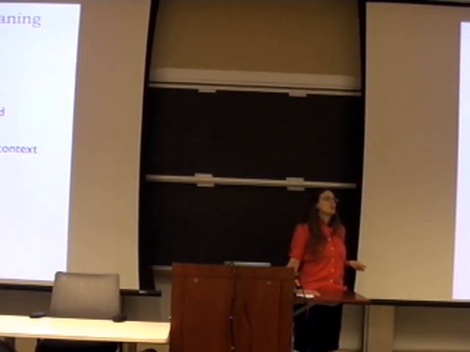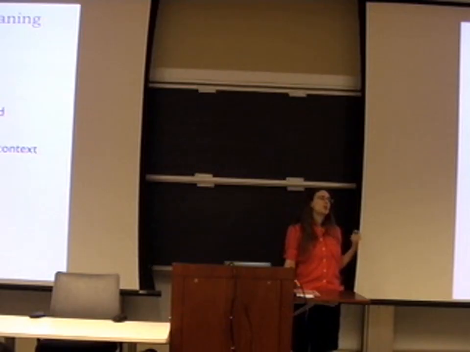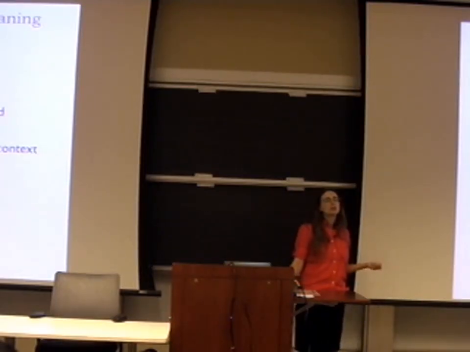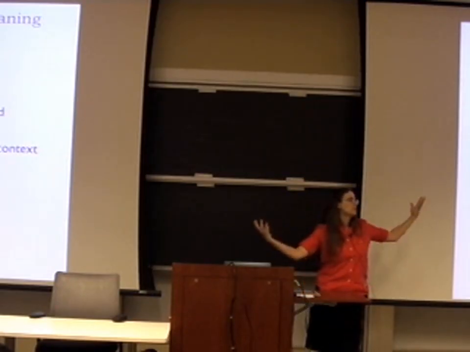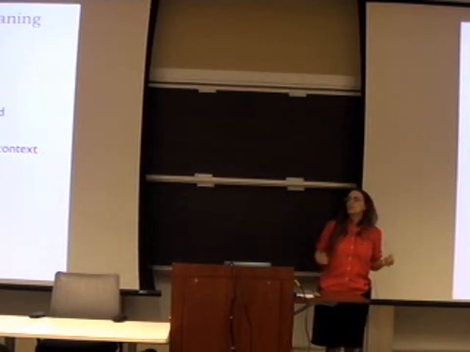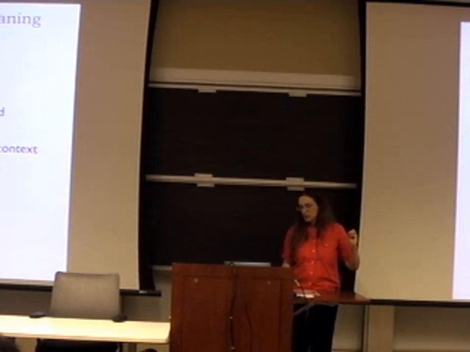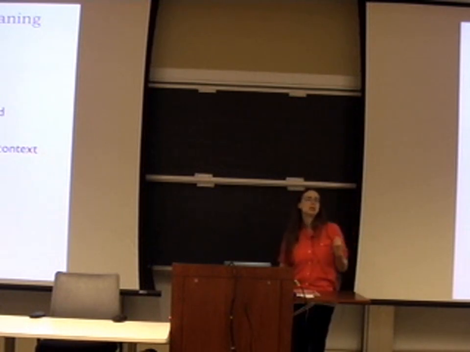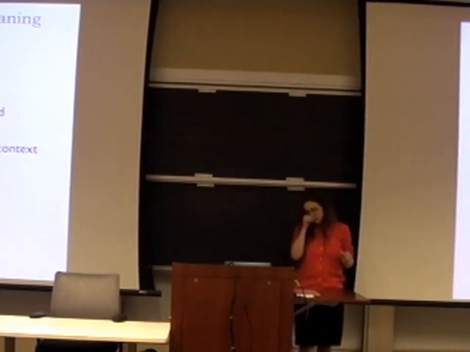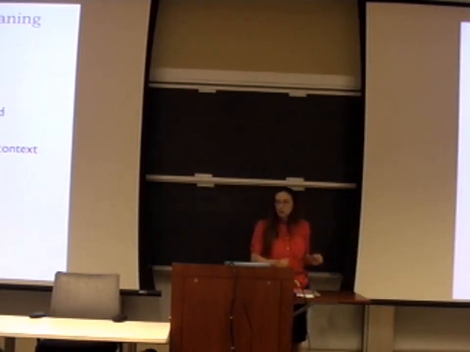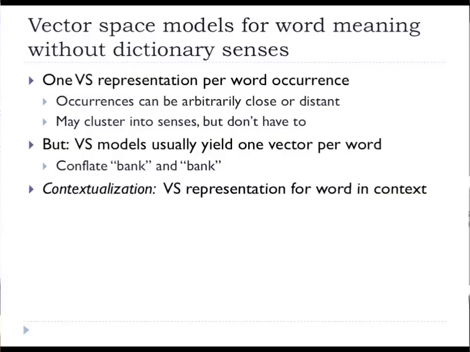One problem with that, if you compute your vector space model of a corpus, what you get is one point in space per word, which would conflate the financial and the riverside sense of bank, rather than one point per occurrence. So what we need to do is compute somehow a representation for each occurrence if we only have a representation for the word as a whole. And this task has been called contextualization.